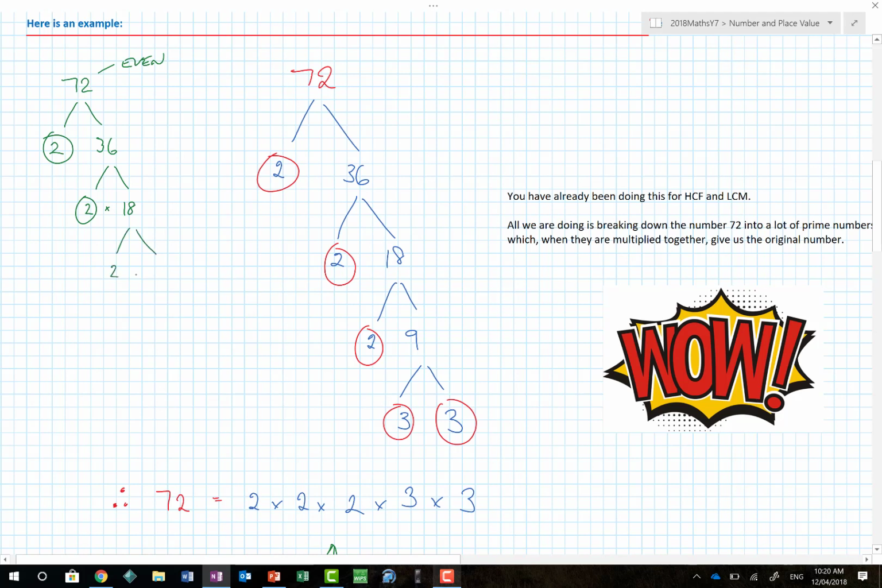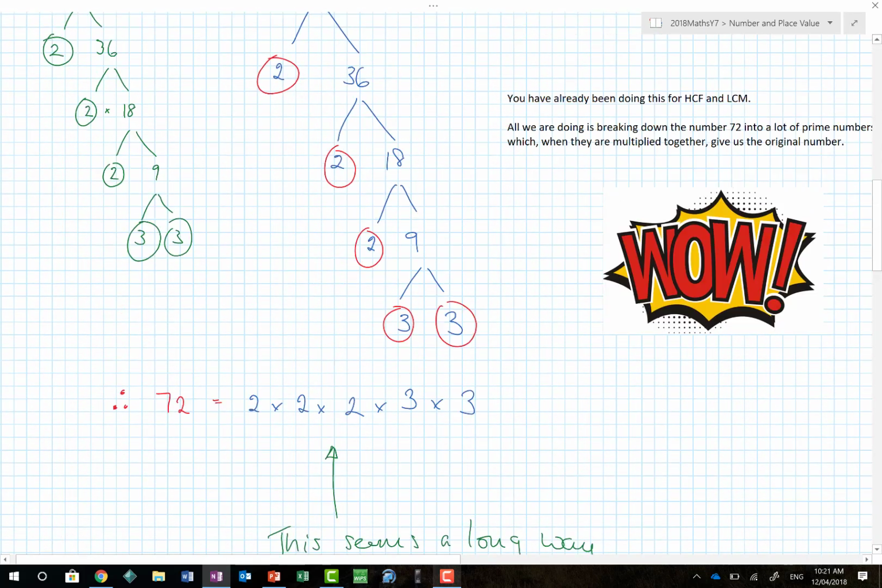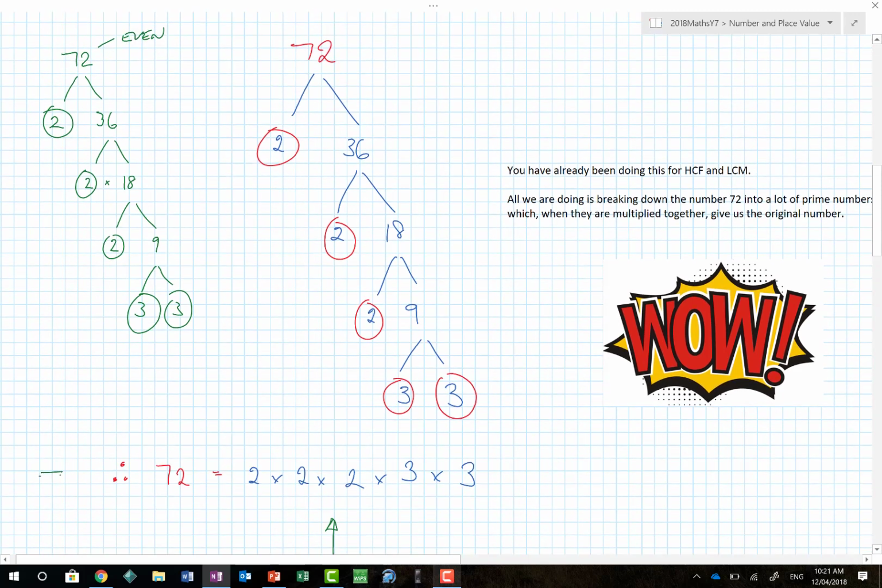18 can be split up into 2 times 9. Again, 2, put a circle around it, and 9 is not an even number, so it can be divided by 3. That doesn't mean that all odd numbers can be divided by 3, by the way, but I know that 9 is 3 times 3. And there we go. I can't go any further. So, as we've said, that means we can write the number 72 in a different form. We can write that 72 is 2 times 2 times 2 times 3 times 3. Why? Well, look at the numbers at the end of each of the columns: 2 times 2 times 2 times 3 times 3.